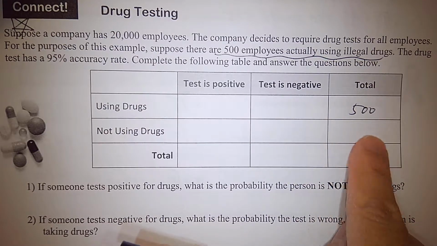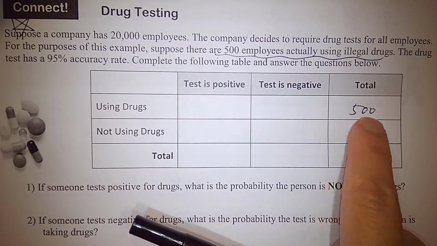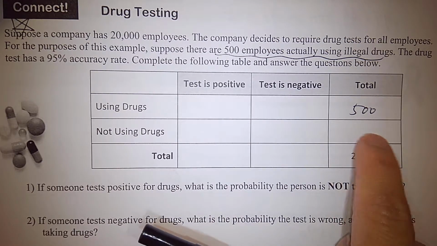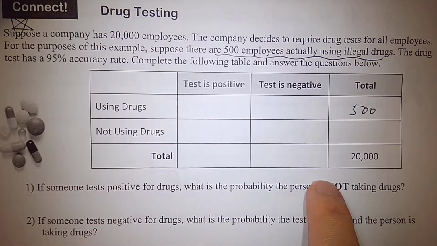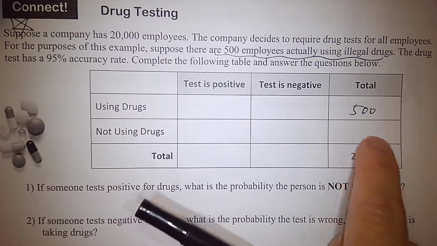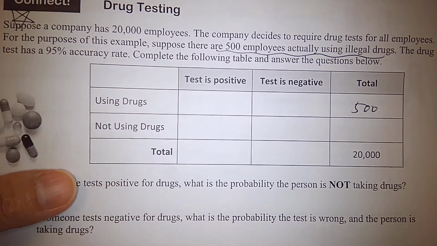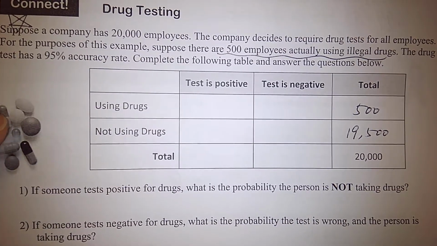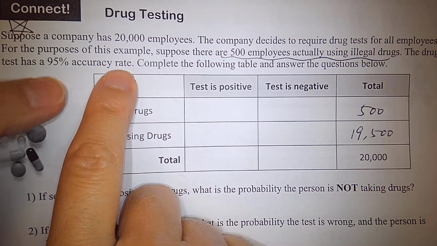Now, how many employees are not using the illegal drugs? 500 are using, and this is the total number of employees. So how many are not using the drug? Use 20,000 minus 500, right? The difference will give us what? Employees who are not using the drug. Can you please tell me a number here? 19,500. Okay, good.